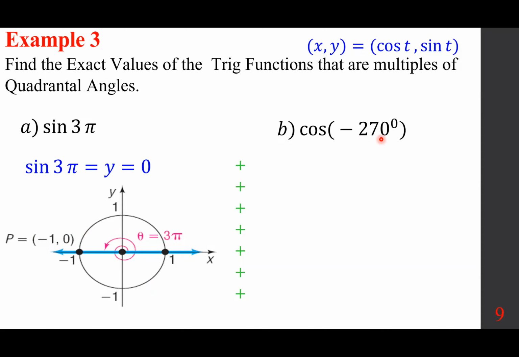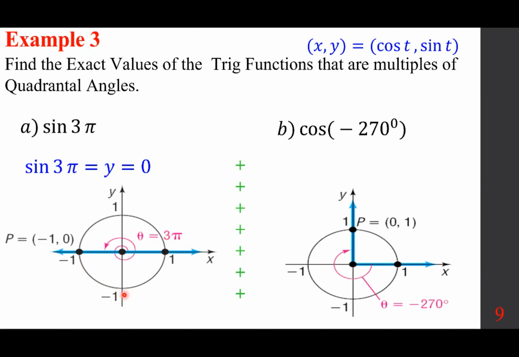Cosine of -270 degrees. So we draw that and we go in a negative direction, which is clockwise. Positive direction is counterclockwise. And the coordinates are 0, 1. x represents the cosine and y represents the sine. Therefore, the cosine is 0. You should be able to come up with those answers pretty fast, class.